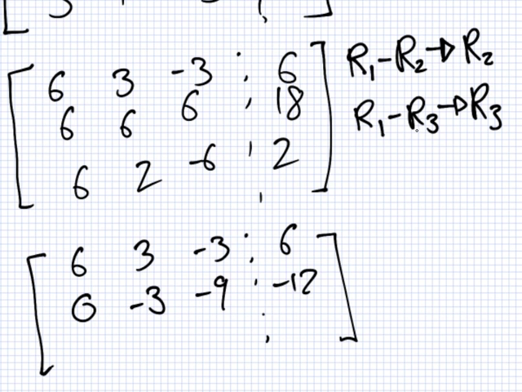And then row 1 minus row 3. So 6 minus 6, 0. 3 minus 2 is 1. Minus 3 minus 6, minus 9, wait, minus 3 minus 6, 3. And 6 minus 2, 4. So this is pretty good. We already have 0 and 0 here.